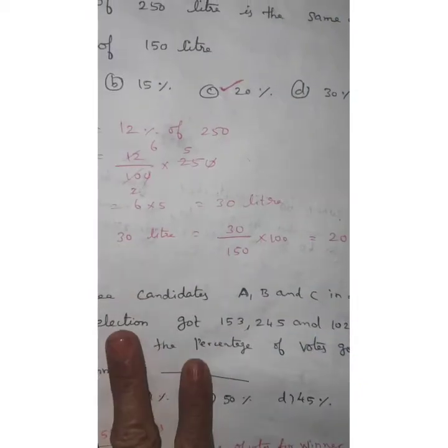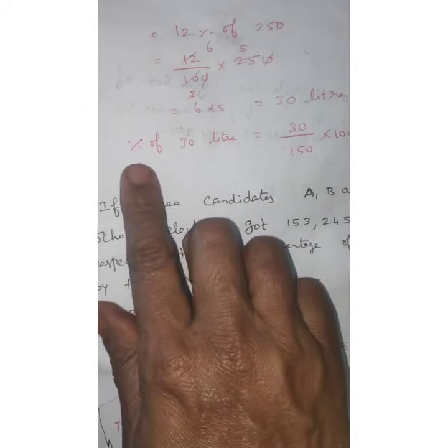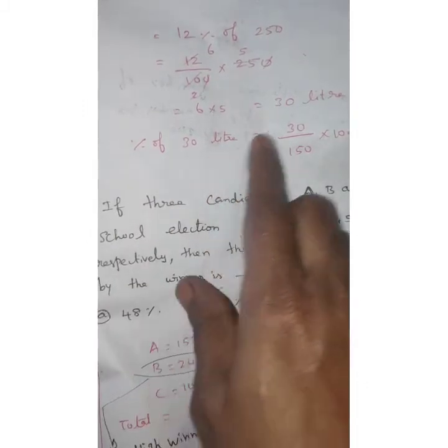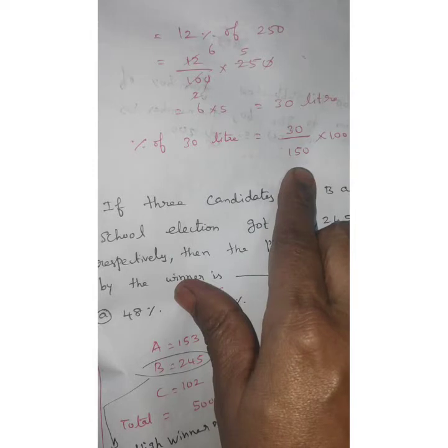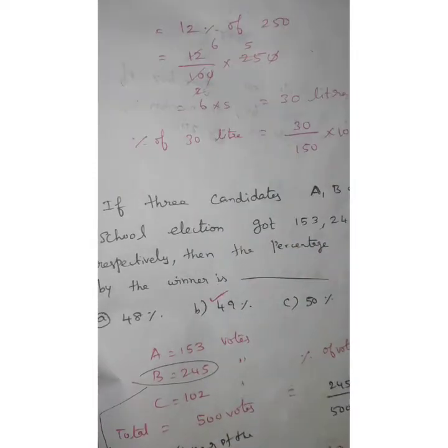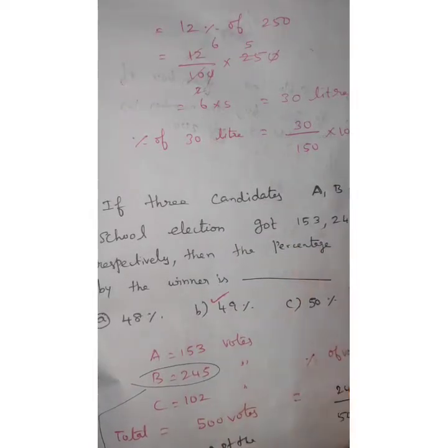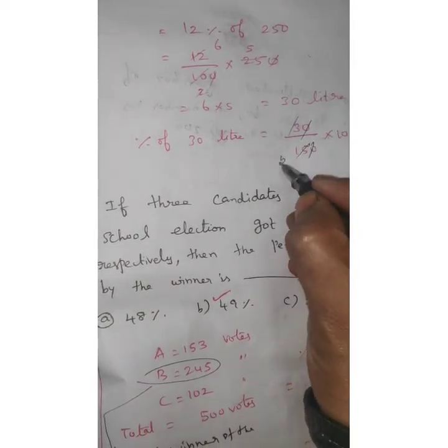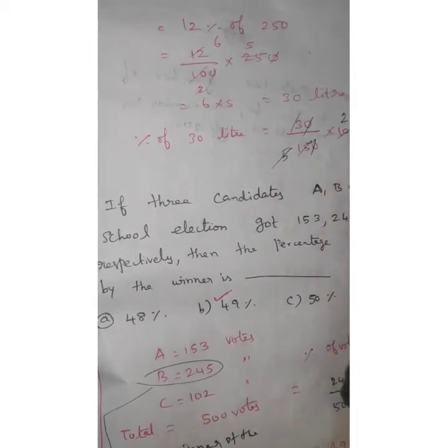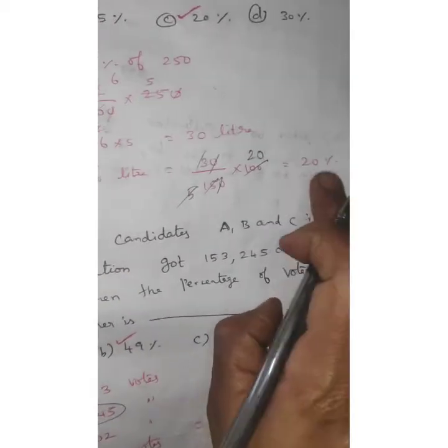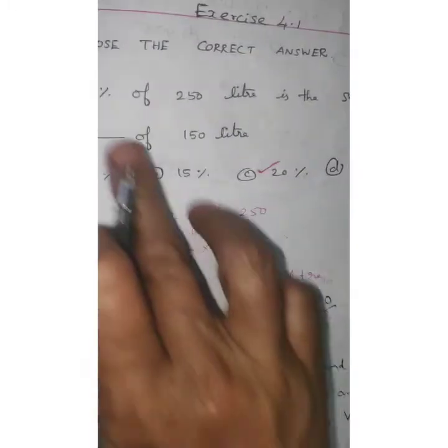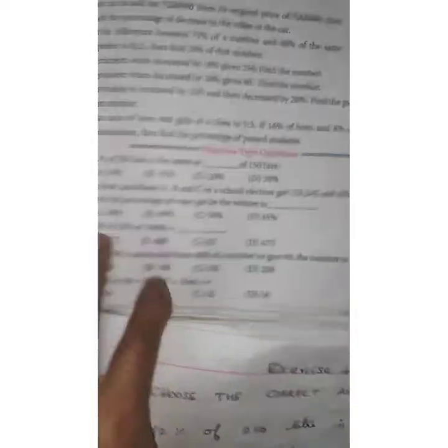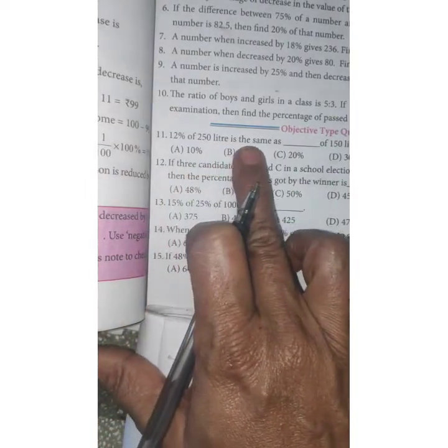These 30 liters, we need to find in the percentage. So percentage of 30 liters is equal to 30 by 150, the total number of liters, into 100. Strike out the zeros. One three is 3. Five threes are 15, one five is 5, two fives are 10, so the answer is 20 percentage. First one, 12 percentage of 250 liters is the same as dash of 150 liters. There, 20 percentage is the answer.